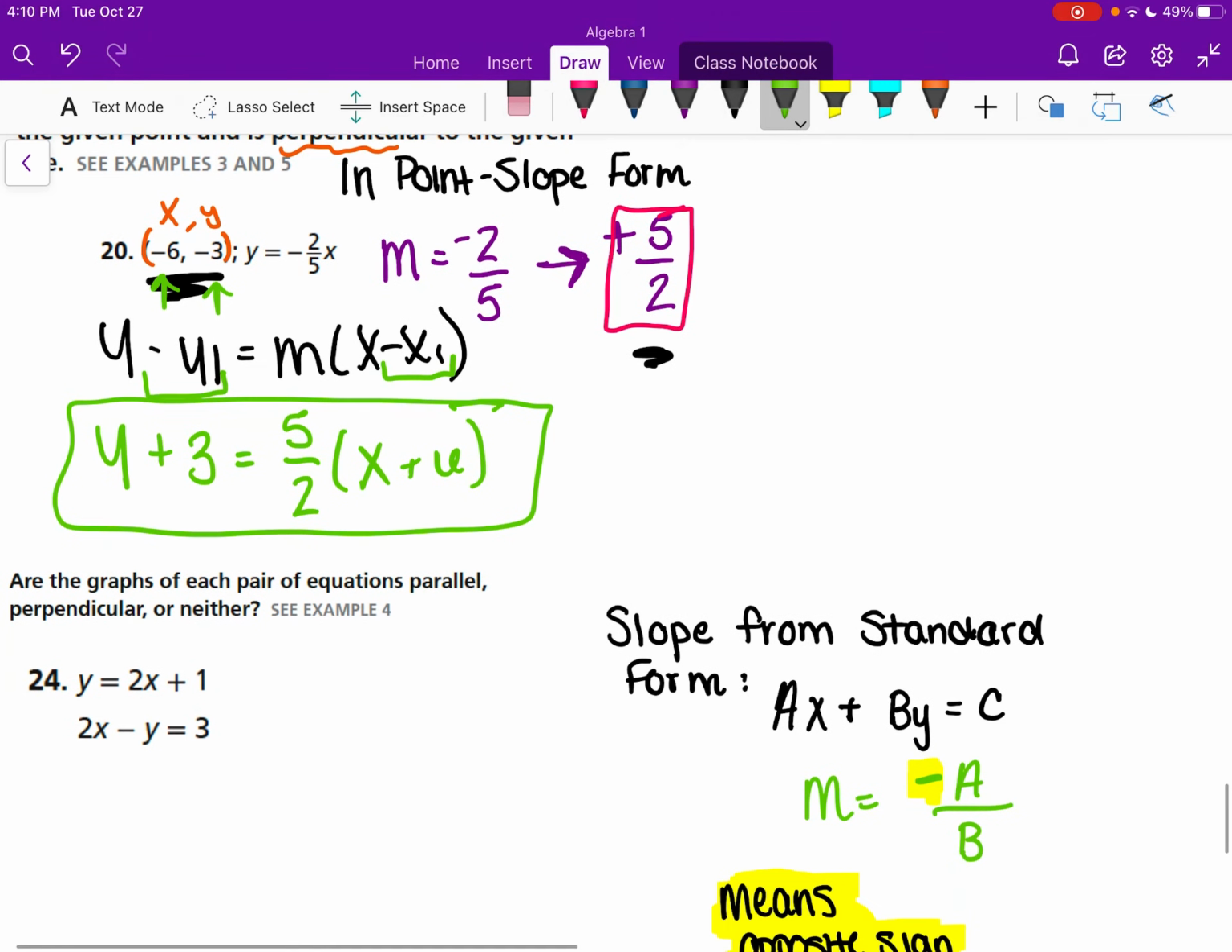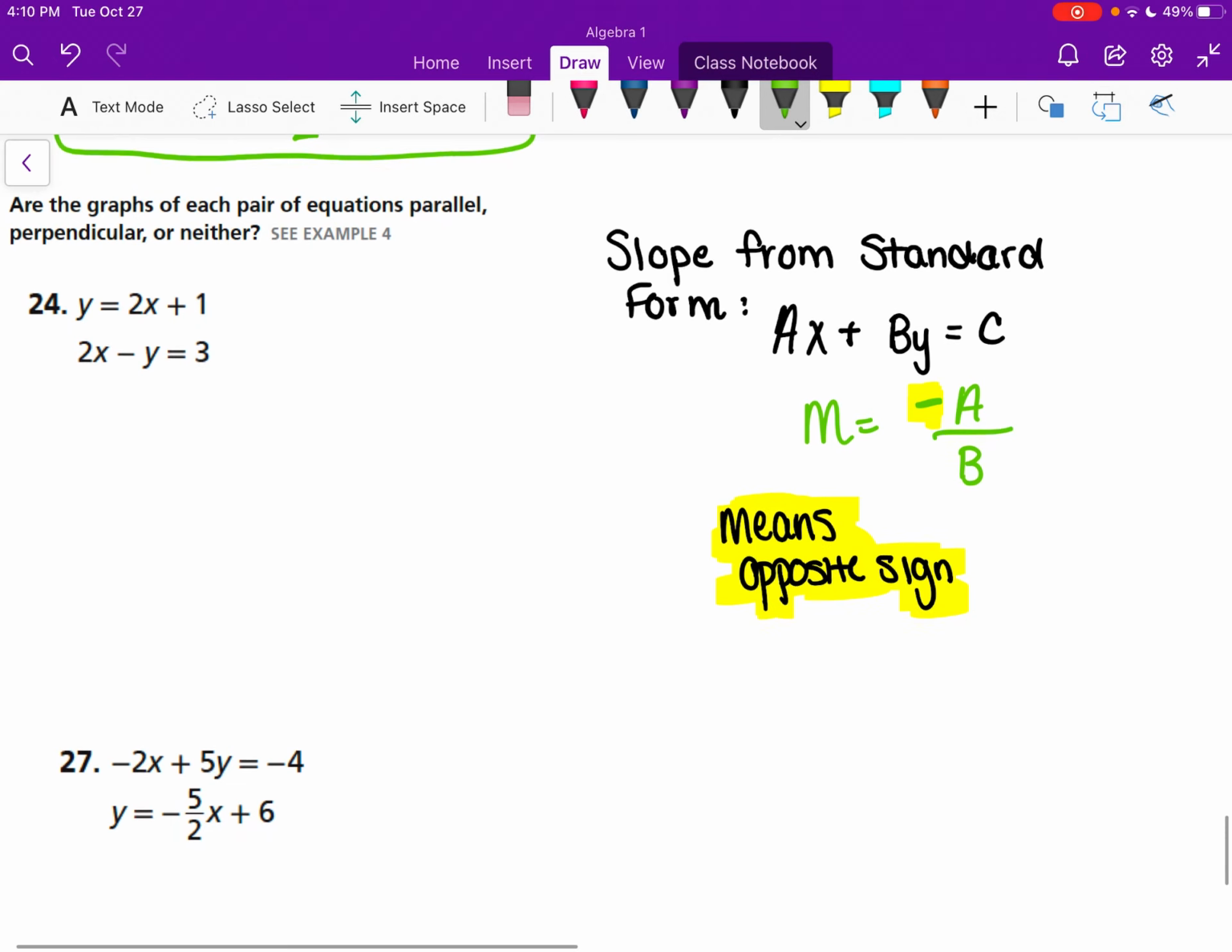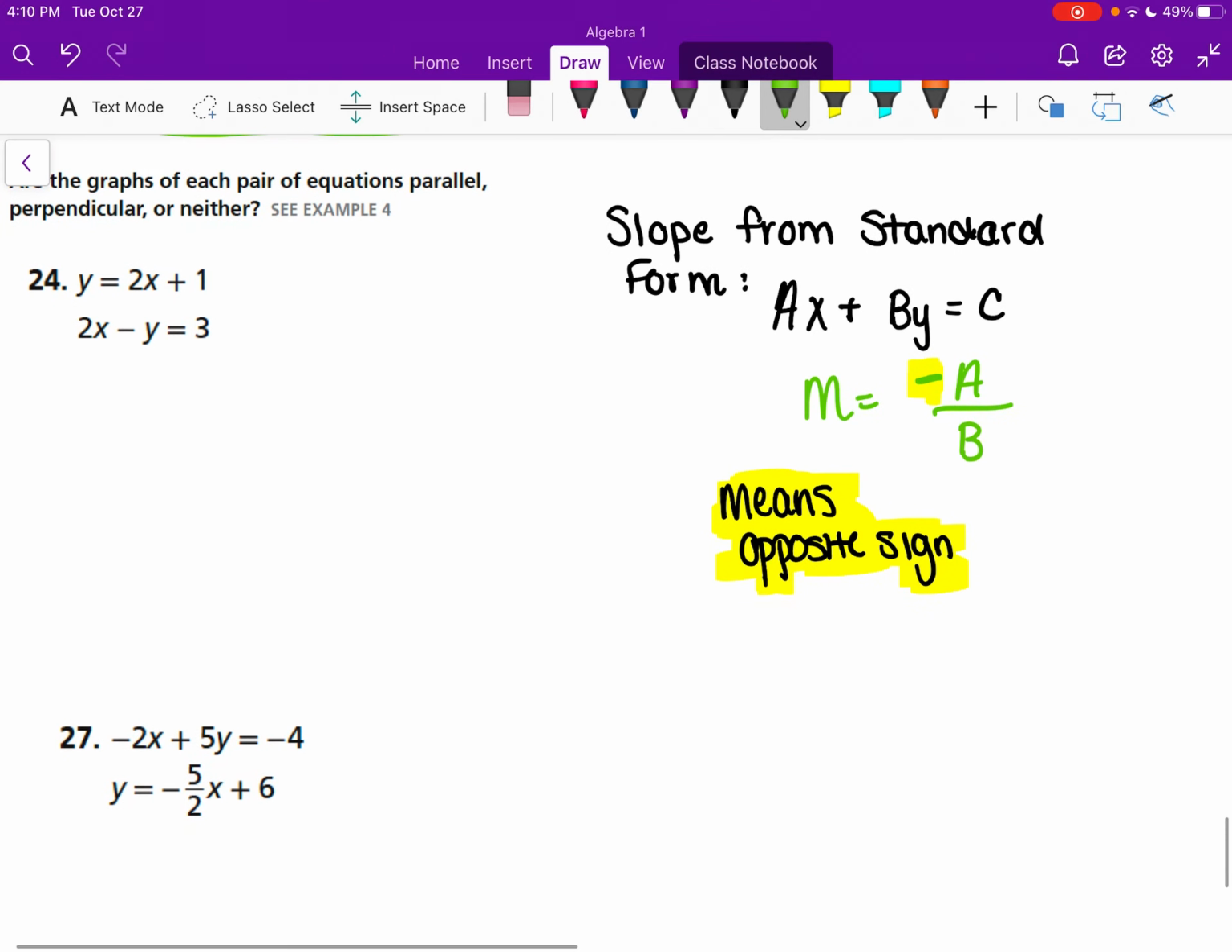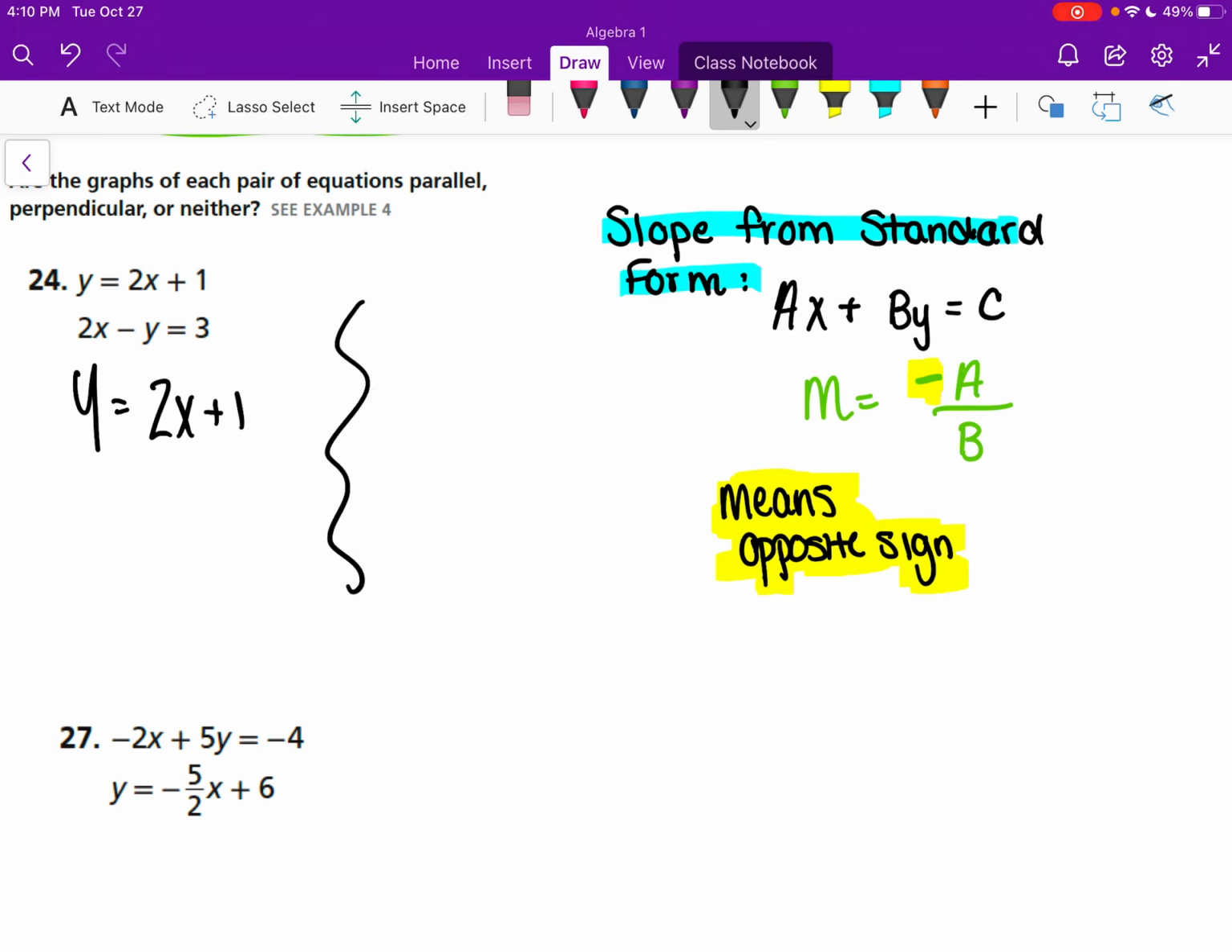The next type of problem you're going to have is determining whether a pair of equations are parallel, perpendicular, or neither, which means we need to know the slope of both, and then we can compare them to determine if they have a special relationship or not. Our little tip is that to find slope from standard form, it's -a/b, where the negative means opposite sign. So let's look at the two lines that we have: y equals 2x plus 1, and 2x minus y equals 3. Let's find the slope of both of them.